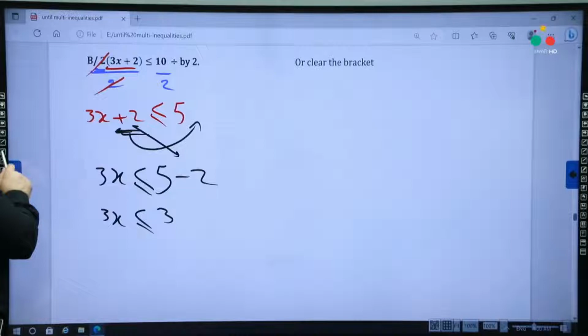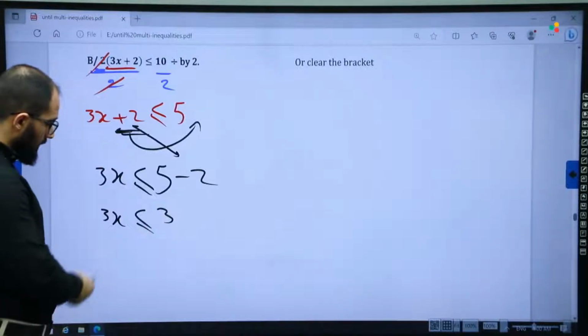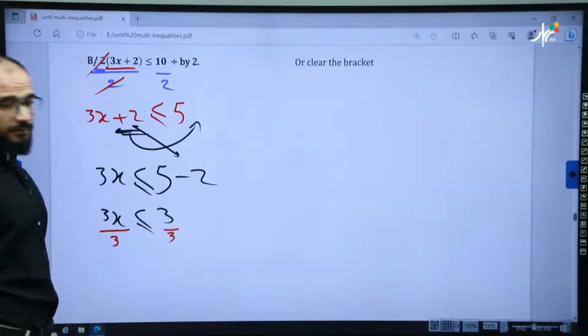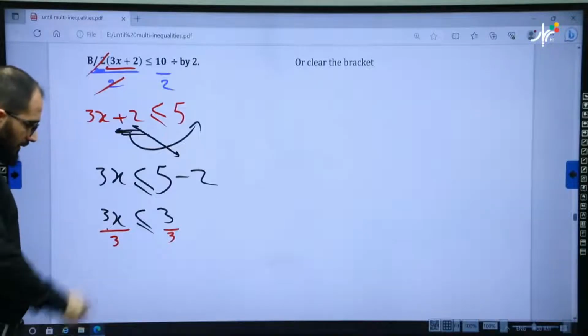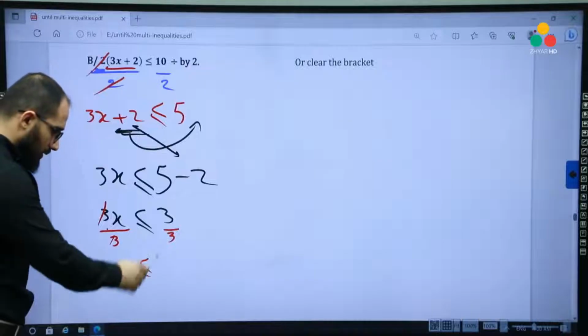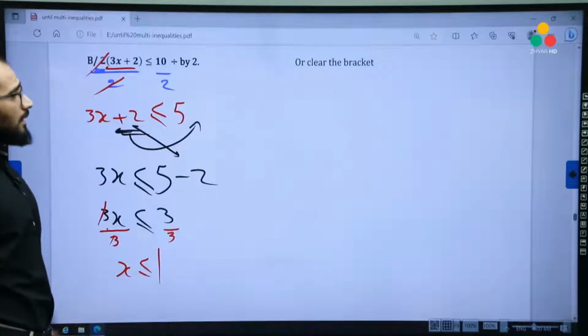In the final step, we have a multiplication inequality, divided by 3, divided by 3. Why did we divide it by 3? Because with the variable x, we have 3. 3 and 3 cancel. x less than or equal to 1. 3 divided by 3 is 1. This is the first way.